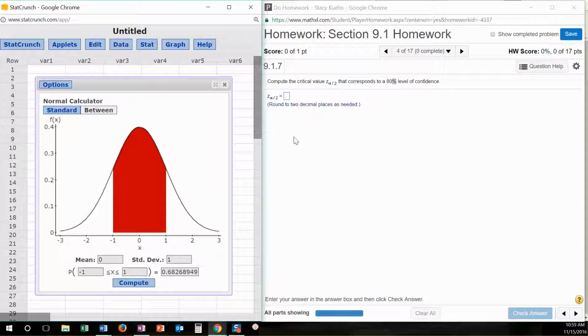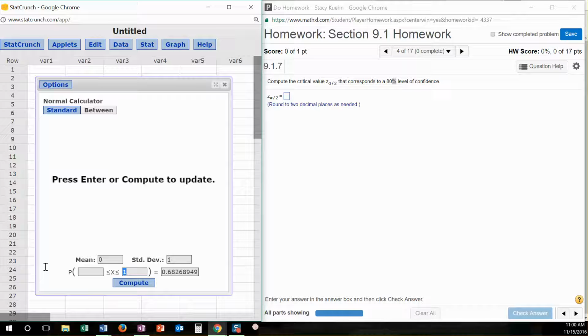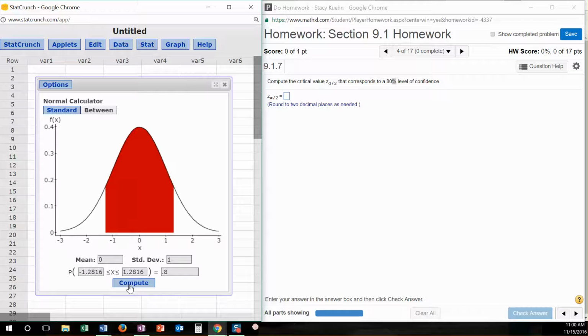So if I wanted to talk about the critical values that correspond to an 80% level of confidence, since we're talking about a z value, the mean and the standard deviation are simply going to be 0 and 1. These values here, the ones I'm erasing, are the values that we're actually looking for. These are the critical values that are associated with an 80% or a 0.8 level of confidence. When I click compute, notice that it gave me the values to the left and to the right of 0.